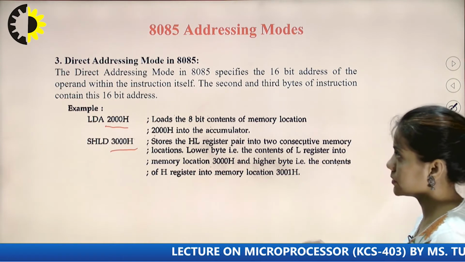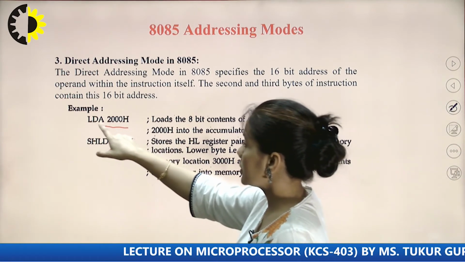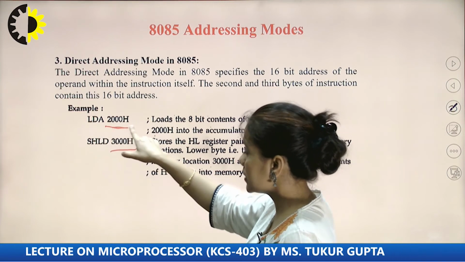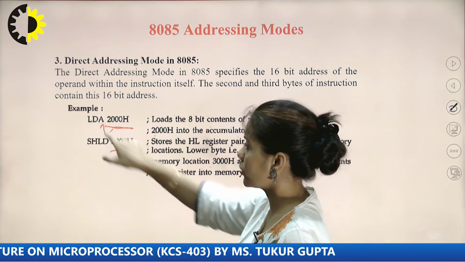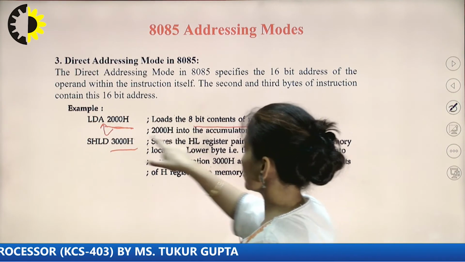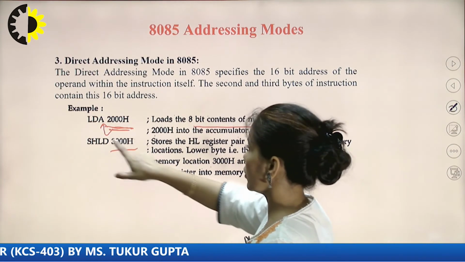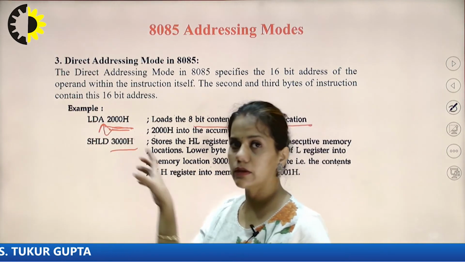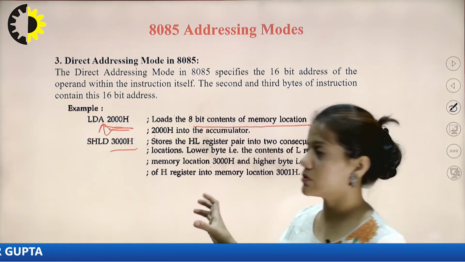These are the addresses. Let's see what this instruction will do. This will load the contents present at this address into the accumulator. It will load the 8-bit contents of the memory location. Which memory location? This memory location, into the accumulator. So here directly the memory address is mentioned in the instruction.